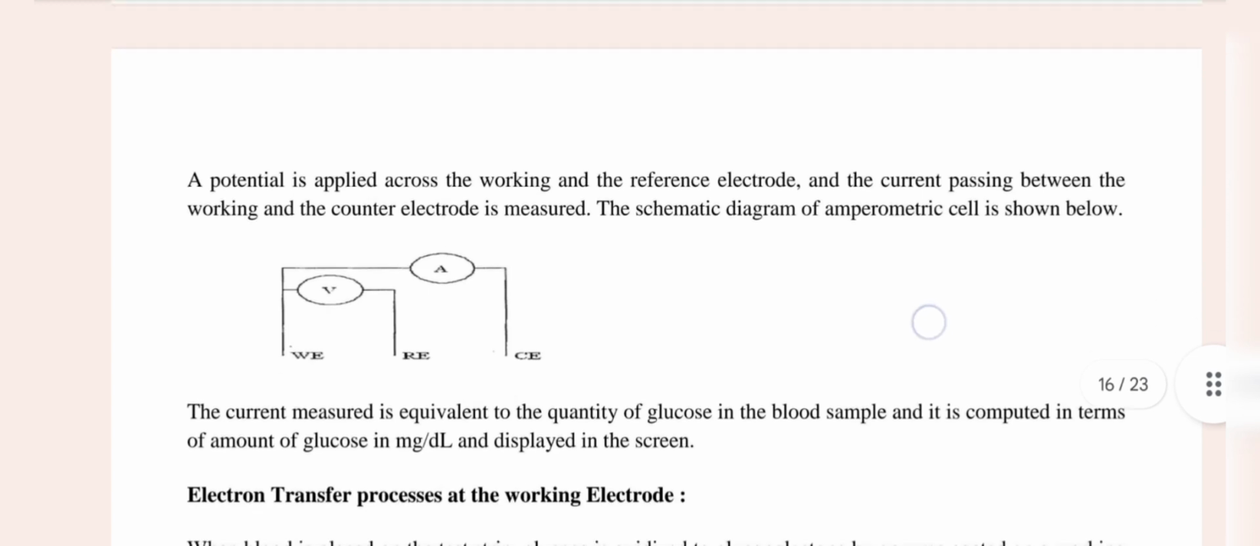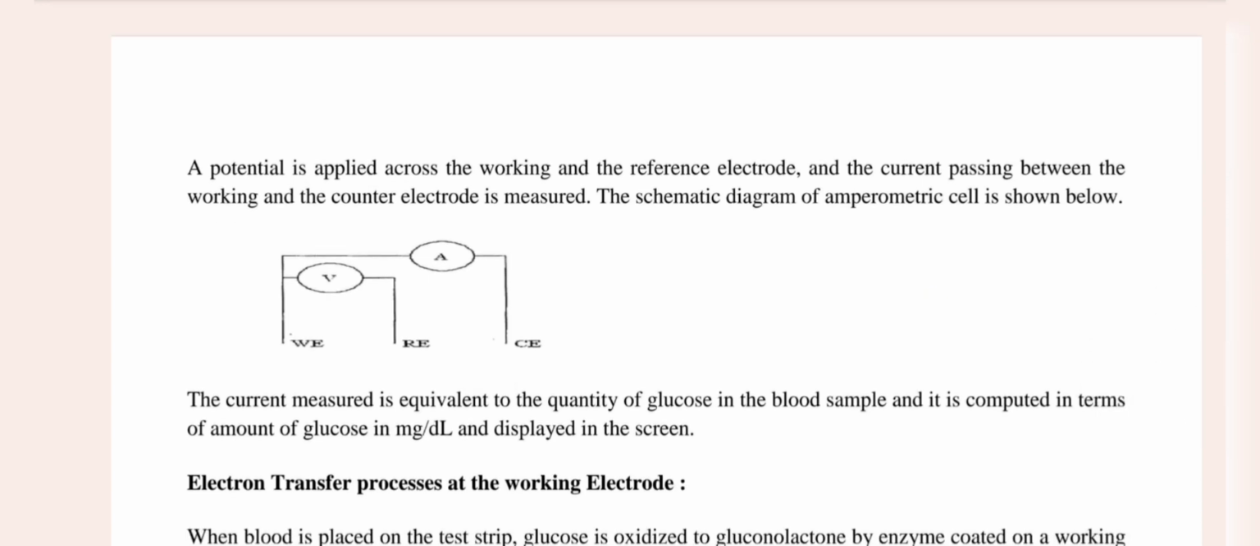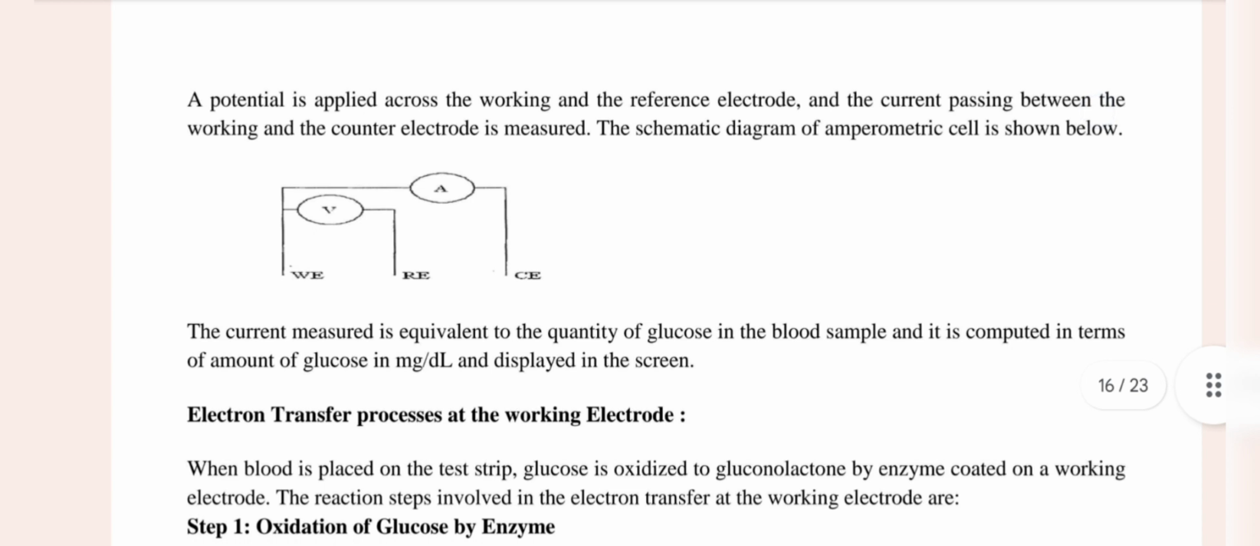Then what is the working mechanism? A potential is applied across the working and reference electrodes, and the current passing between the working and the counter electrode is measured. So if we apply a potential between the working and reference electrode, what happens? An electrolytic current is produced by the redox reactions of glucose with glucose oxidase. The current passing between the working and the counter electrode is measured. The current measured is equivalent to the quantity of glucose in the blood sample.